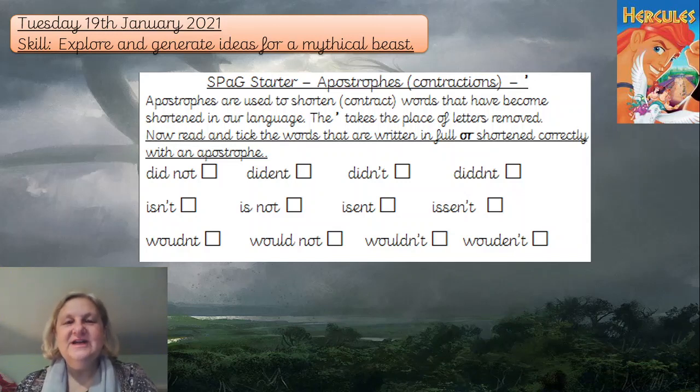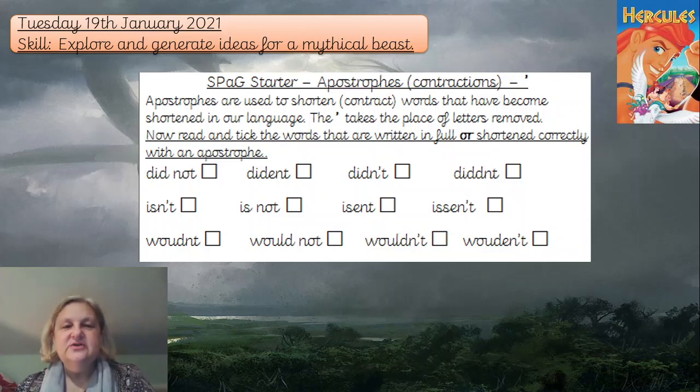Morning Year 3s, are you ready for a mythical English lesson today? We're going to be creating our ideas for a mythical beast, our own one, and start off with our SPaG starter. It's apostrophes for contraction, so these are words that we say differently to how we originally said them.